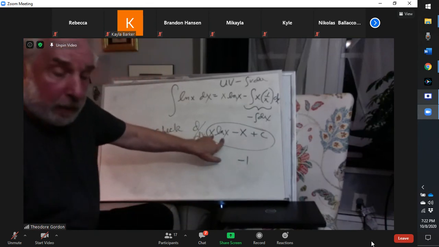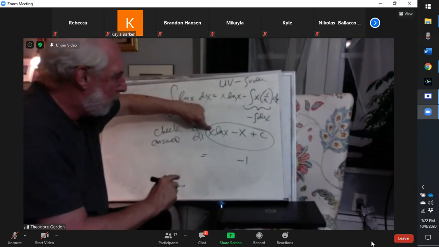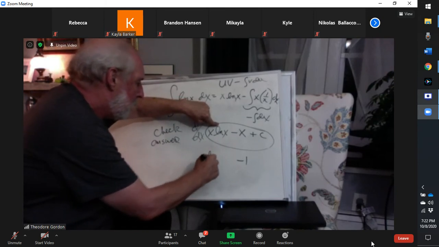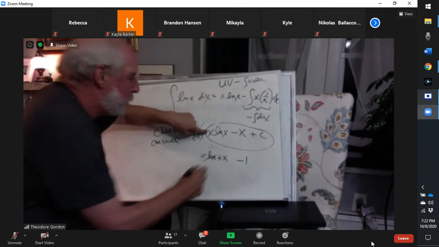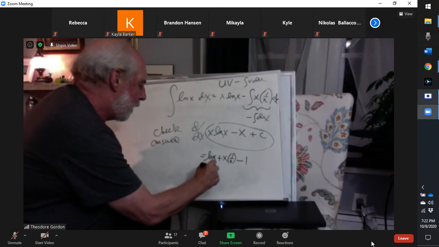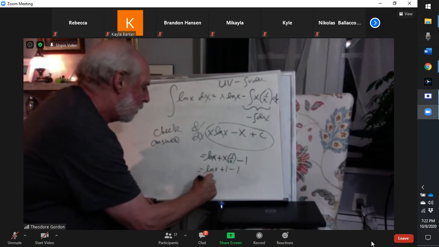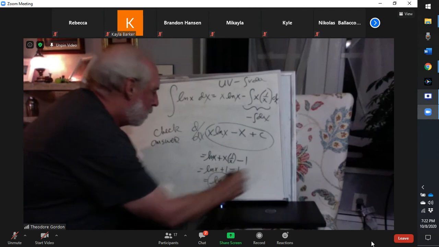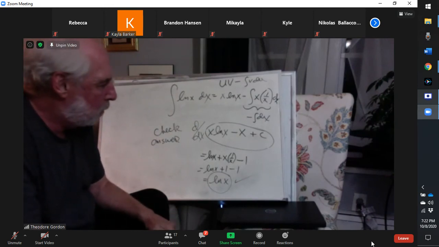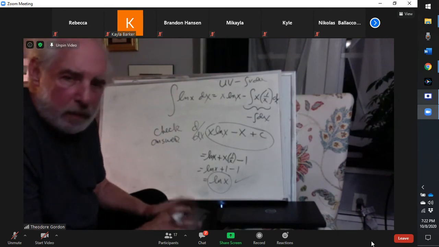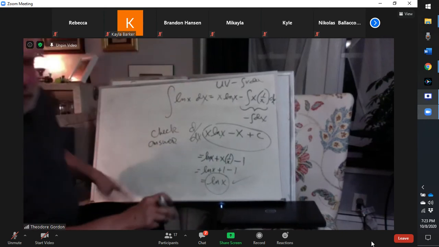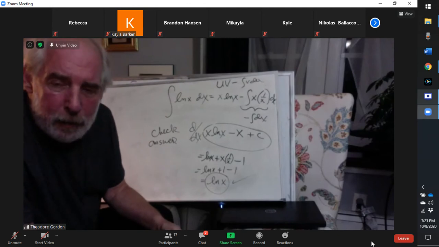And this derivative is product rule. The derivative of x is 1 times the ln of x, plus x times the derivative of ln of x, which is 1 over x. So this becomes ln of x plus 1 minus 1, which is ln of x, which is what we integrated. So we got right back where we started from. So again, do the derivative of your answers. Good for you. All right, any questions?